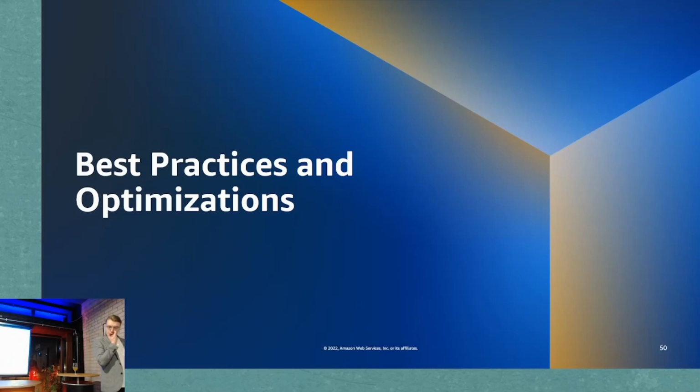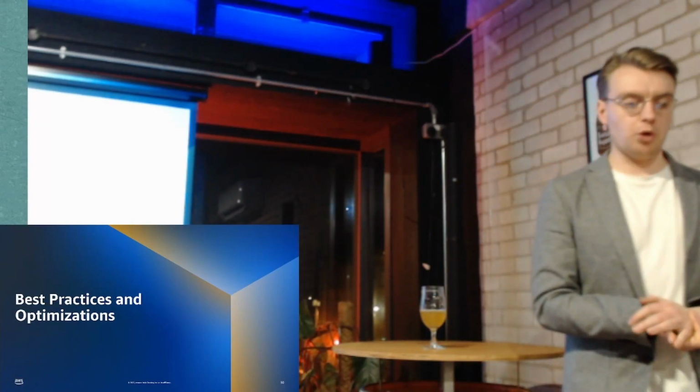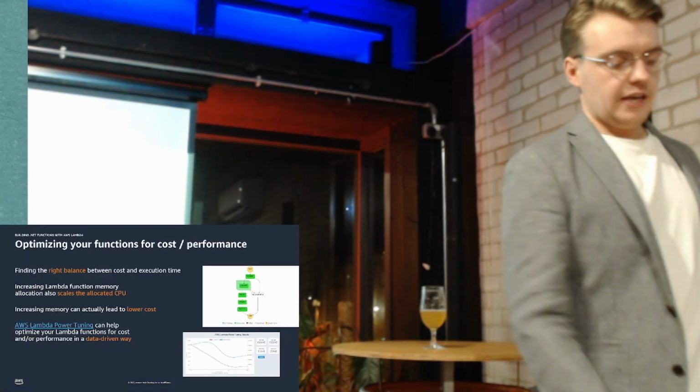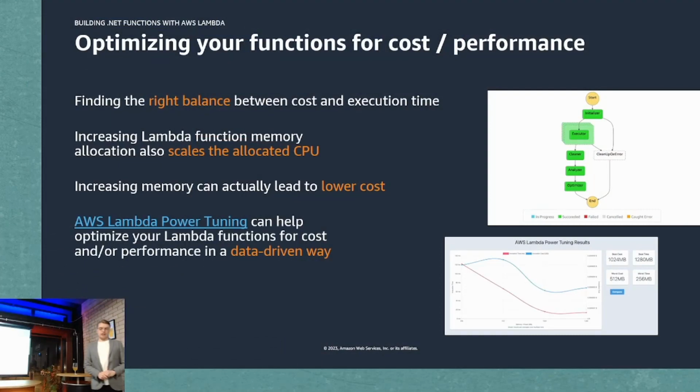Okay, so a little bit more .NET specific stuff now around best practices and performance optimizations. The first thing is a product called AWS Lambda Power Tuning, and actually I've just lied to you all because this isn't .NET specific at all. So AWS Lambda Power Tuning is a service you can deploy into your AWS accounts, and you can tell Power Tuning to run against the specific Lambda function, and you can pass in a sample payload.